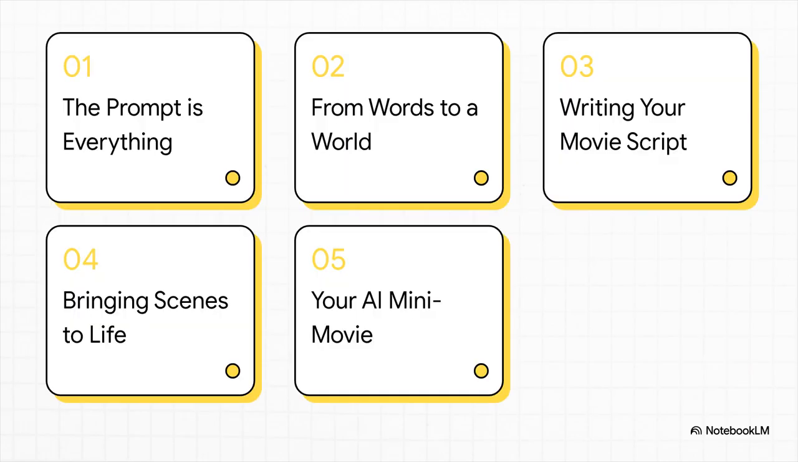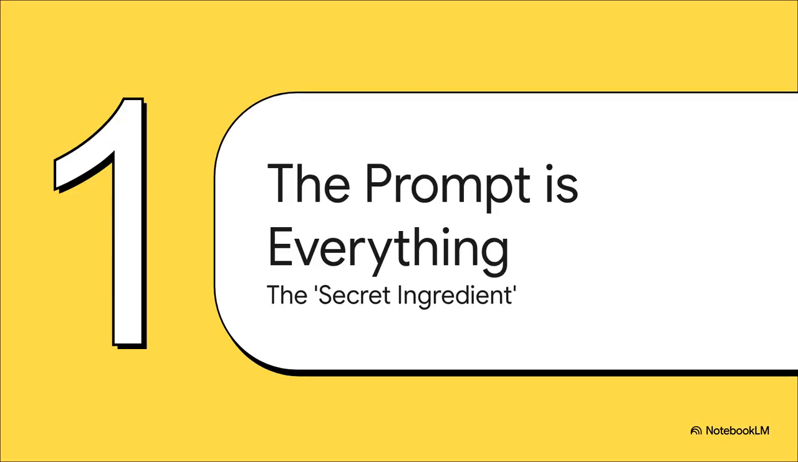All right, here's our game plan. We'll kick things off with the most important ingredient, the prompt. From there, we'll build out our world and our script. Then we'll actually bring the scenes to life with animation. And finally, we'll put it all together into our own AI mini movie. Let's get into it. Okay, so what is the real secret to getting amazing results from AI?